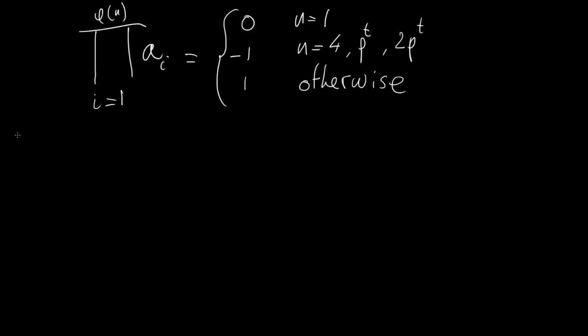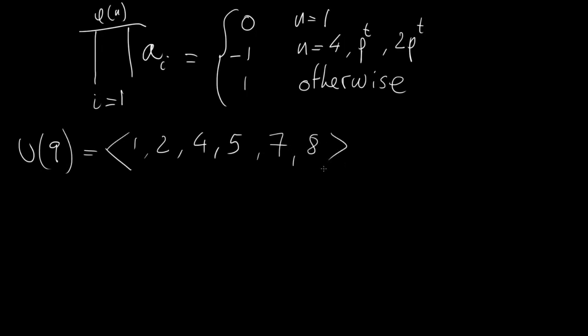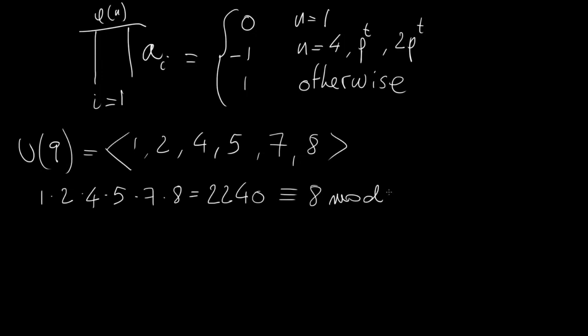Let me show you, for instance, if we work with U9, so everything is going to be more clear. U9 is, remember, the integers less than 9 coprime with 9. So 1, 2, 4, 5, 7, and 8. Then note that 1 times 2 times 4 times 5 times 7 times 8 is equal to 2240, which is indeed congruent to 8 mod 9, which is the same thing as saying congruent to -1 mod 9, since the element n minus 1 is obviously congruent to -1 mod n.